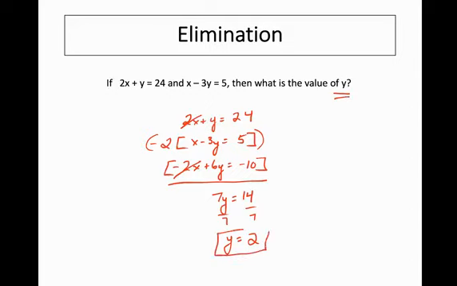Just a reminder, what I did here was in order to eliminate the x's, I doubled the second equation. So with elimination, you may have to look at the equations and say, hey, maybe if I multiply by a simple number like 2 or 3 or 4, I can match up the same number of x's or y's and then eliminate them away with either addition or subtraction, depending on the sign.